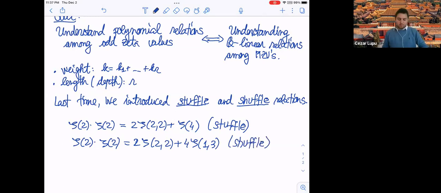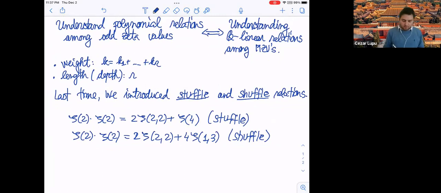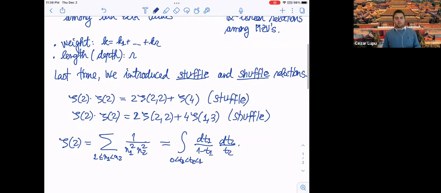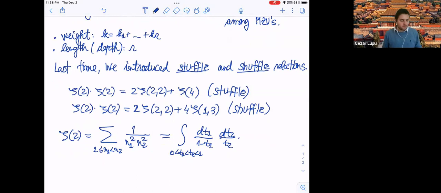And let me just remind you, zeta of 2 we can represent in two ways. So this was this sum of 1 over n1 squared n2 squared, right? But also we can write this as an iterated integral, and perhaps I'll prove this. The proof is quite easy, but I'll do it in a fancy way because I would like to introduce a special function. So we can write it as this iterated integral of these two forms.